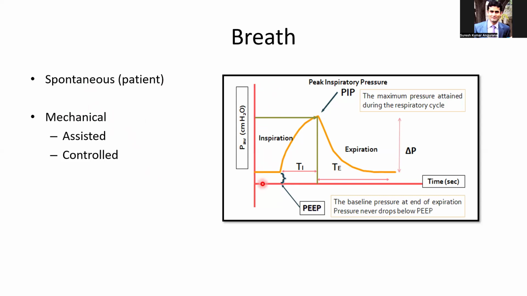So this is a pressure time scalar. You can see that there is a PEEP which is set to start with. Then there is an increase in pressure during inspiration, then the pressure reaches maximum, and then there is a fall in pressure. So from this graph, we can see there is baseline pressure, then an increase in pressure during inspiration to peak inspiratory pressure. This time is known as inspiratory time. And then during the expiratory time, the pressure decays to the baseline.